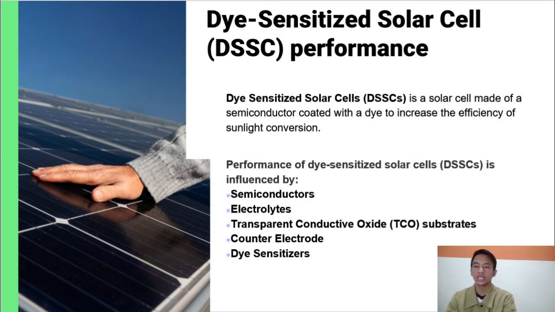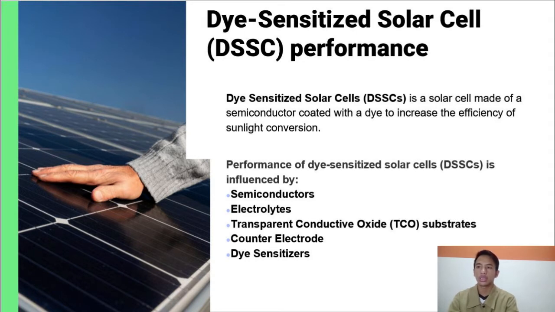Dye-sensitized solar cells (DSSC) are solar cells made of a semiconductor coated with a dye to increase the efficiency of sunlight conversion. The performance of dye-sensitized solar cells is influenced by semiconductors, electrolytes, transparent conductive oxide substrates (TCO), counter electrodes, and dye sensitizers. The number of dye molecules that can be absorbed by the semiconductor is also important in improving the performance and electron injection of the DSSC.